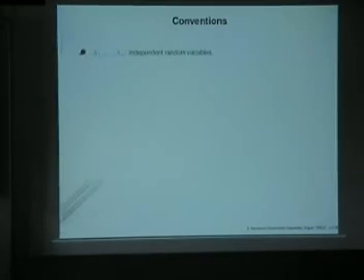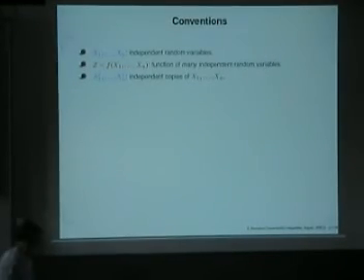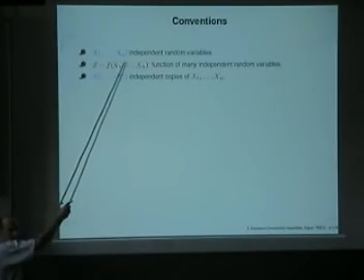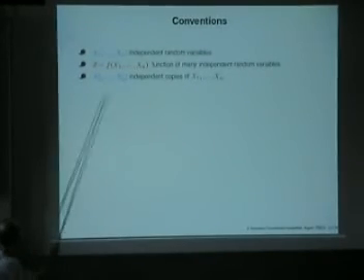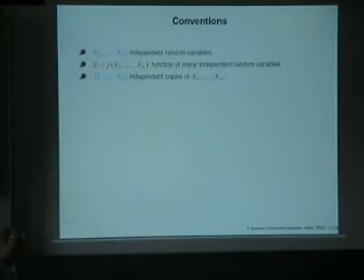So I will first introduce some conventions that I will use for the lectures. My set of variables is this sequence of independent random variables X1 to Xn. The object I'm looking at is Z, a function of those independent random variables. And I will often use an independent copy of the Xi's. Those may not be identically distributed. The essential thing is independence. So X1' is an independent copy of X1, and so on.